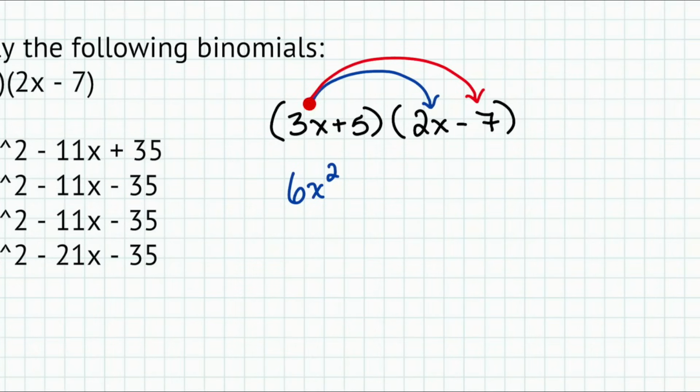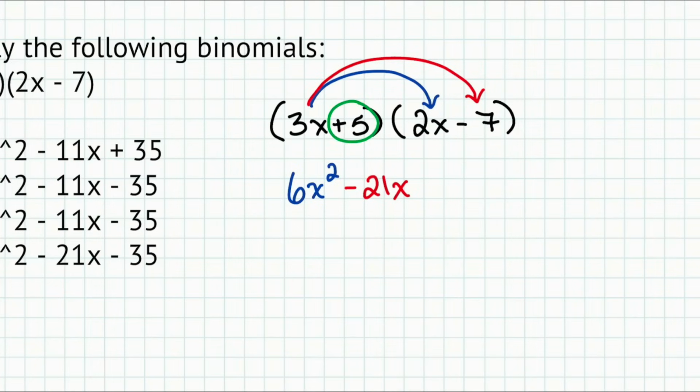Now we'll go to the red. So the second connection here, 3x multiplied by negative 7. A positive times a negative, my party people, that'll be negative. 3 times 7 is 21, and then we keep the x. Next up, now we're done with the 3x.